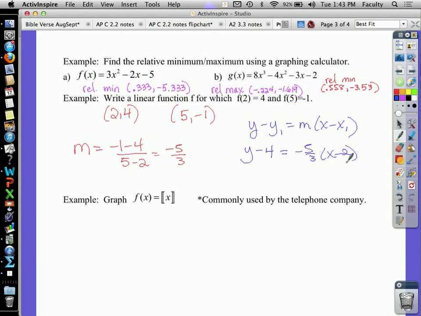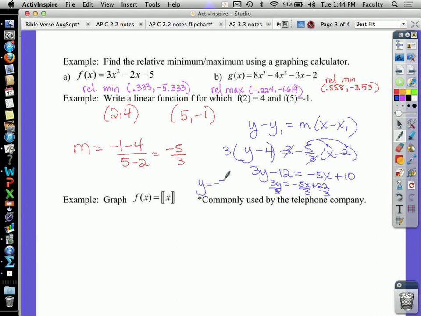Okay, I'm using point slope. I'm going to go ahead and multiply both sides by 3. If I do that, that'll cancel the fraction, but I do need to distribute the minus 5. So I get minus 5x plus 10. Add the 12. And then divide by 3.